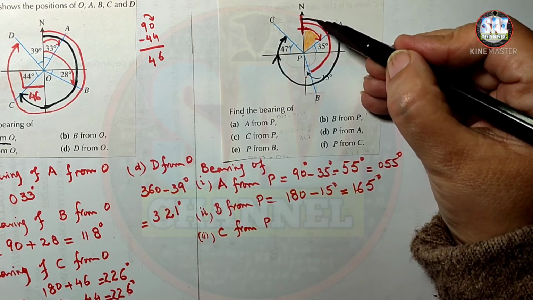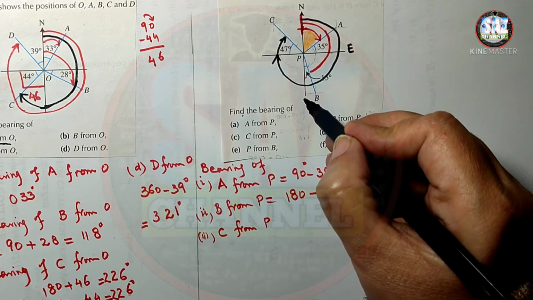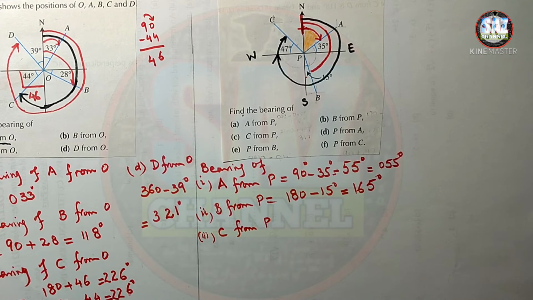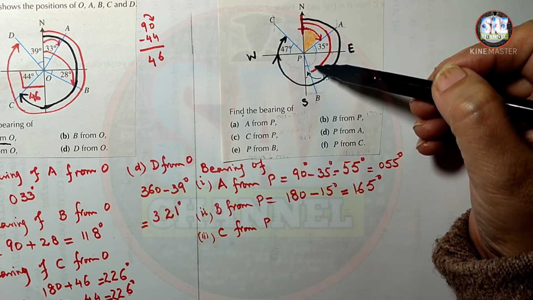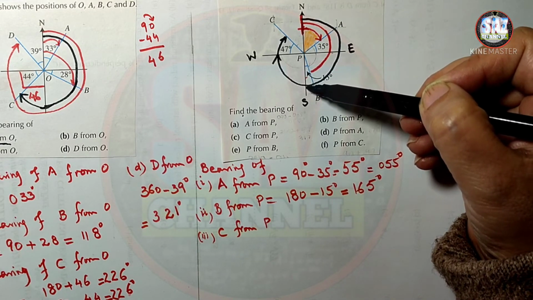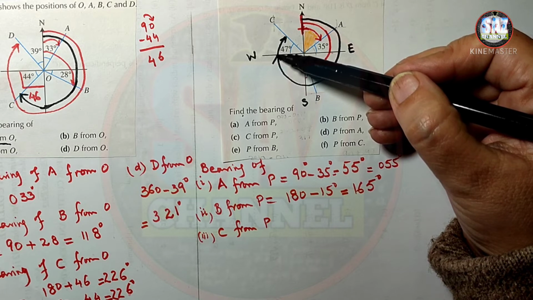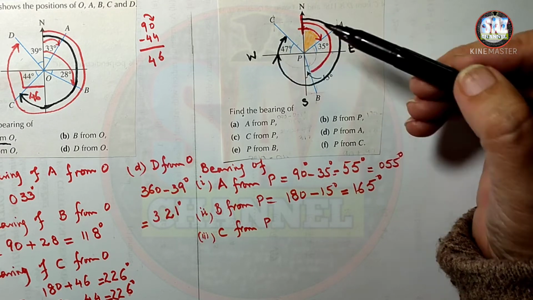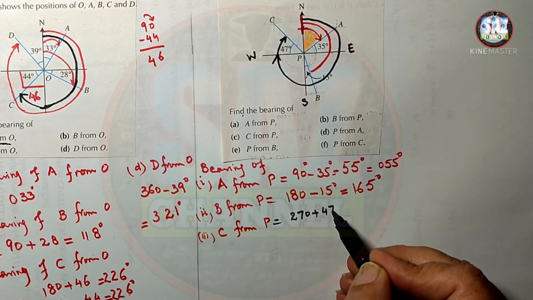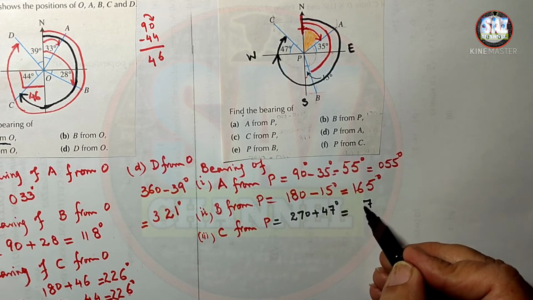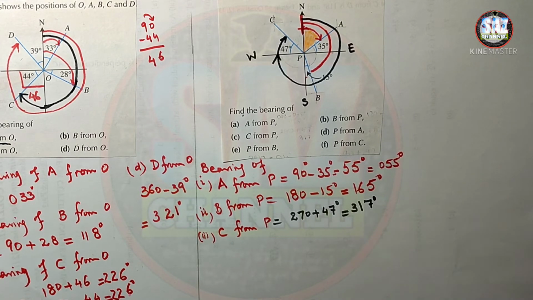You can see, students, carefully that this is east, this is north, south, east and west. The angle between north and east is 90 degrees. East and south is again 90 degrees, so this total turn is 180, and this is again 90 degrees, so 270. But we do not stop at this place. We take a little more movement to reach C, so it becomes 270 plus 47 degrees, which is 317 degrees. Let me reconfirm this.